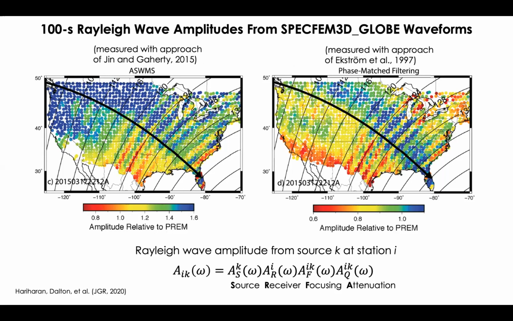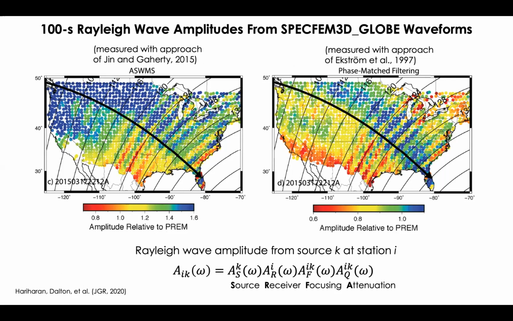So we repeated our measurements using a second measurement method, but we found that the banding persisted regardless of which method we used. The amplitudes on the left were measured with the interstation approach of Jin and Garrity, and on the right with the phase match filtering approach of Ekström.